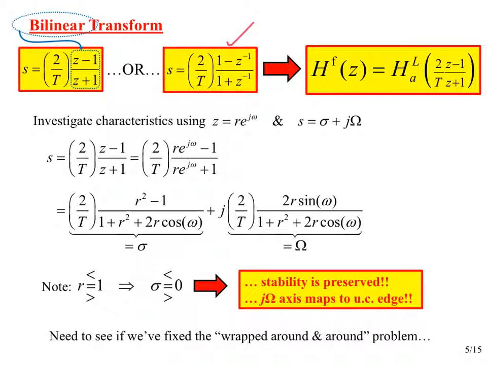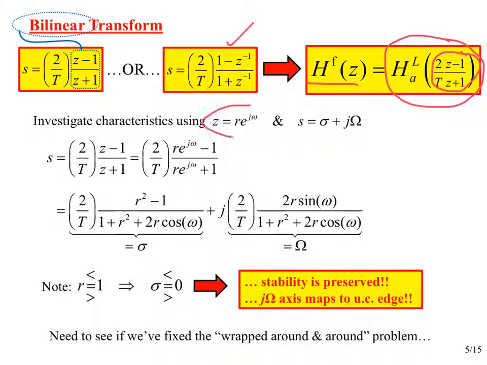And so our rule for design now will be you give me a continuous time H_A of s, and then I replace s by 2 over T times (z minus 1) over (z plus 1). And when I make that substitution, I'll get a rational function of z, which will be the transfer function for my designed discrete time filter. So let's take a look at what this looks like.